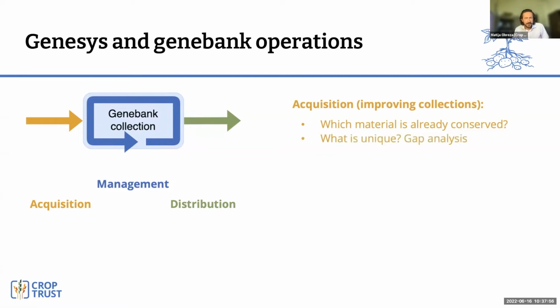If you know it exists in gene banks, then you can also figure out what's frequently available in many gene banks and what is more unique. And you can also figure out what the gaps are in collections and design your collecting missions.